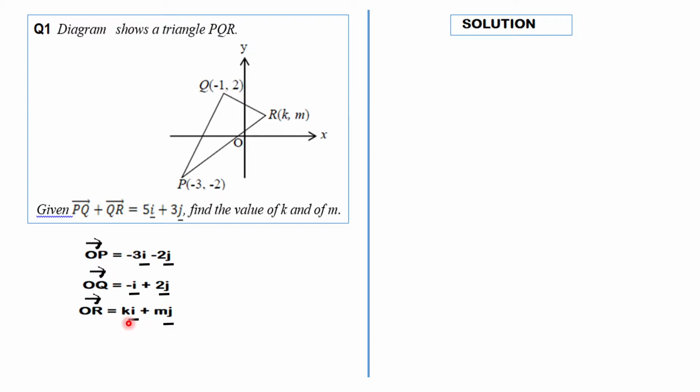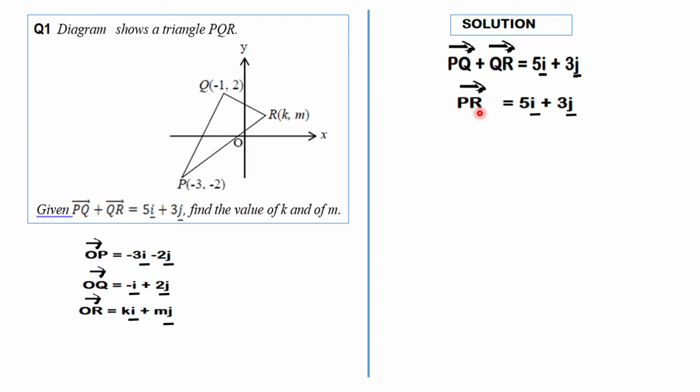Now, back to the question. You are asked to find the value of K and M. Using the given information, I'm going to start with PQ plus QR equals 5i plus 3j. Remember, whenever the middle letters are the same, you can simplify and you get the resultant vector. Therefore, PQ plus QR equals PR.